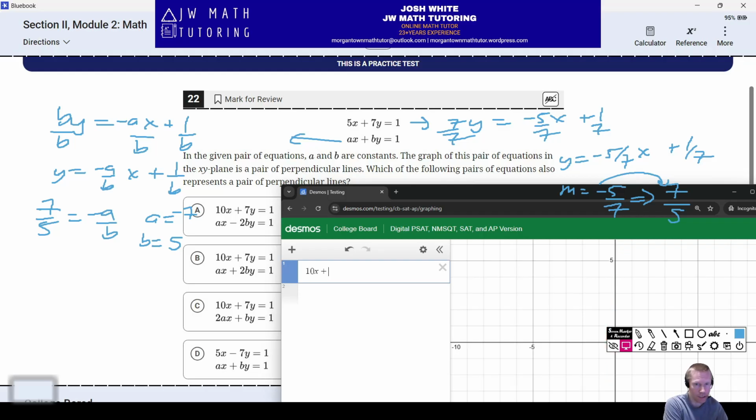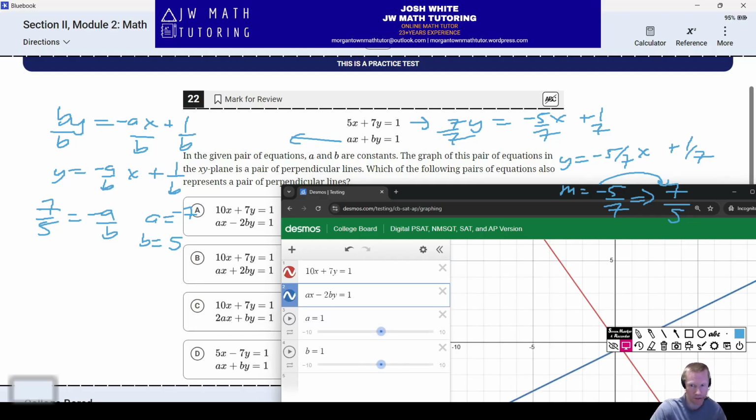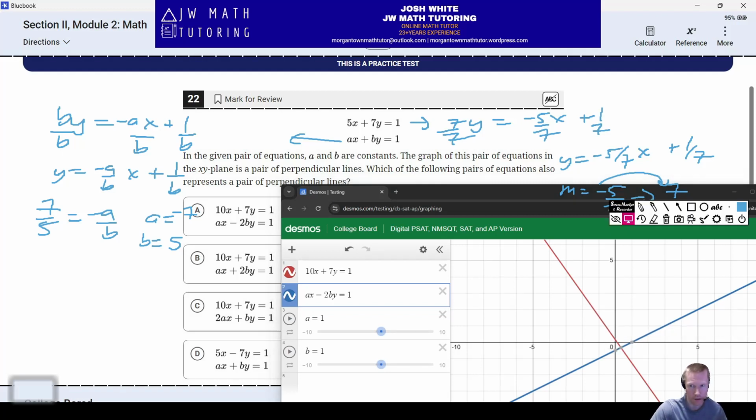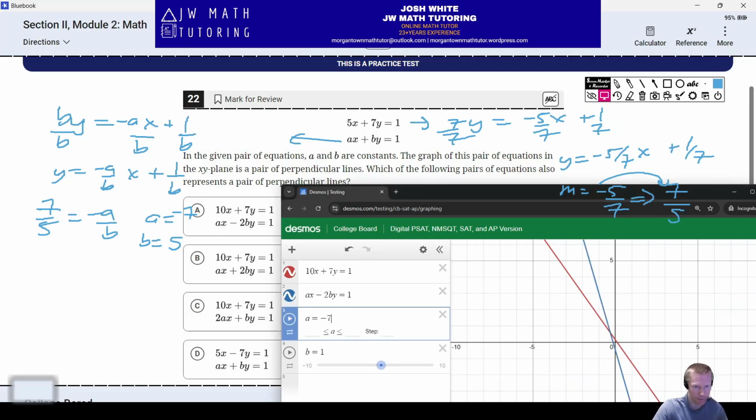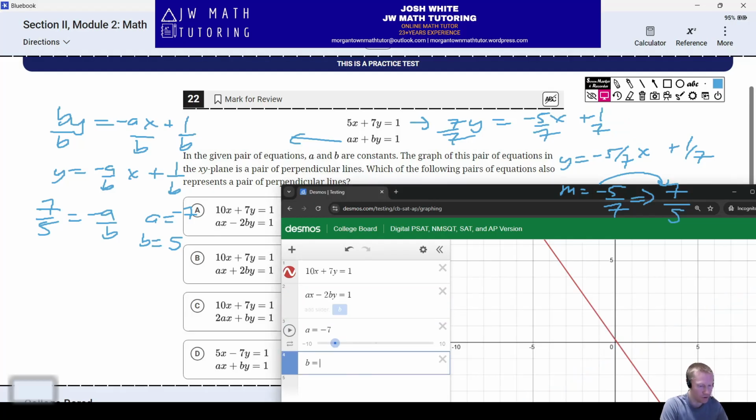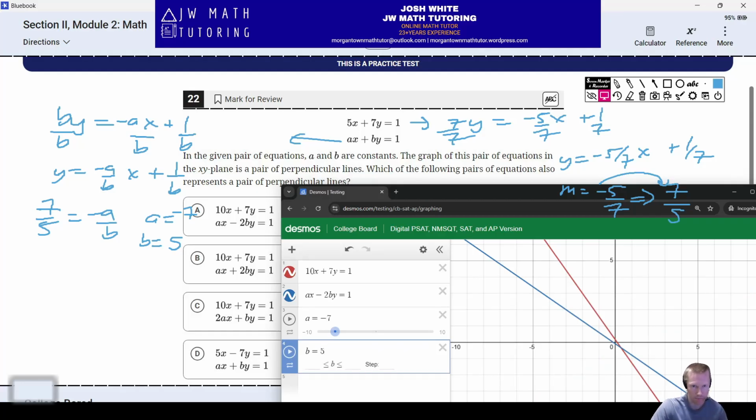And I'm just going to type in each answer choice, which involves 2 lines, but it's actually not going to be that bad because a lot of them are very similar and you just have to edit one thing. Okay, so right here, I'm going to set a equal to -7 and I'm going to set b equal to 5. Okay, this is answer choice A. Do these 2 lines look perpendicular? No, absolutely not. So that one's out.